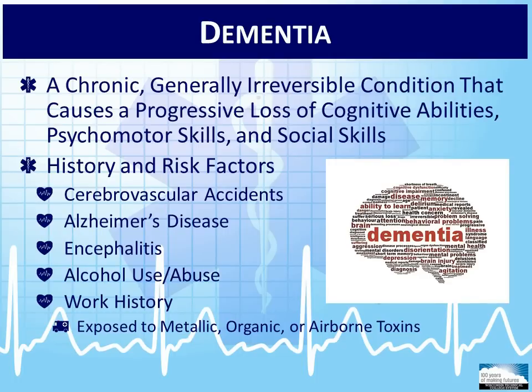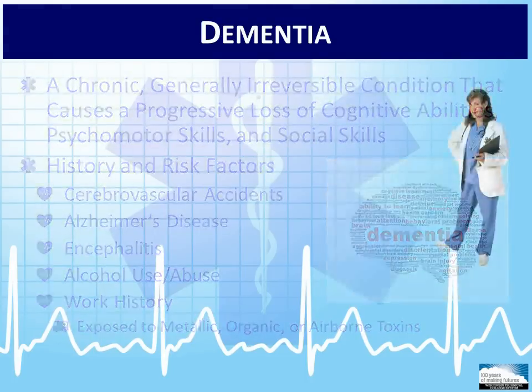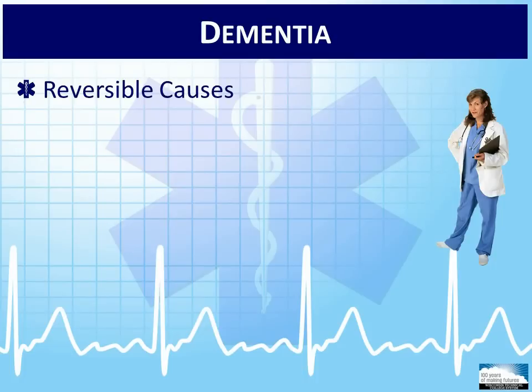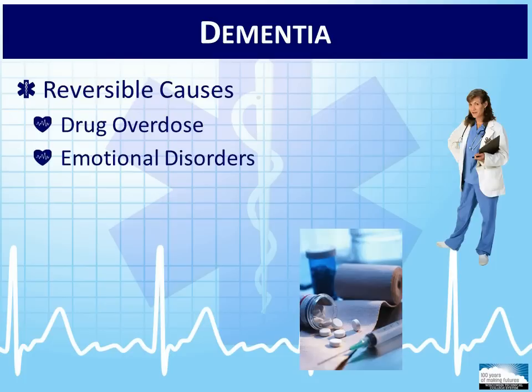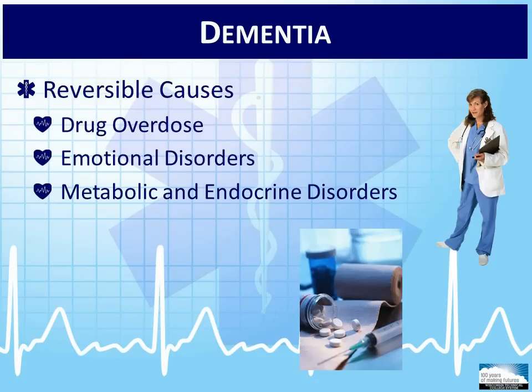Chronic dementia develops over a period of years, which may give you a clue as to whether or not another pathology may be at work. Some causes of dementia-like symptoms that may resolve themselves include drug overdoses, emotional disorders, metabolic and endocrine disorders, tumors, trauma, and infections.